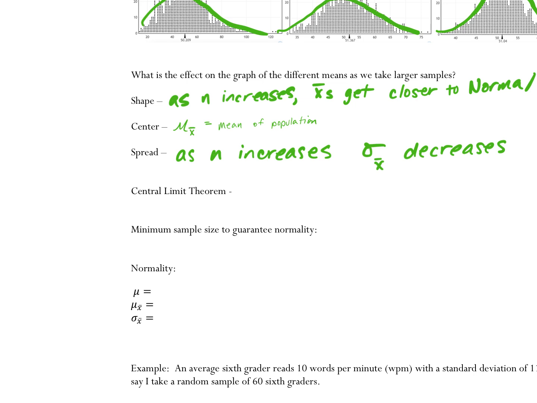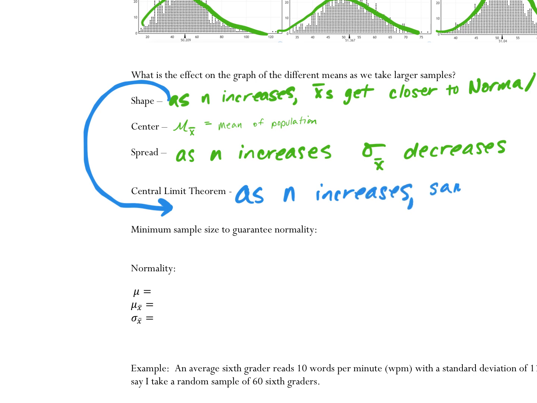So this leads into something we call the central limit theorem. Okay, all the central limit theorem says is basically this. As n increases, sampling distributions get closer to normal.